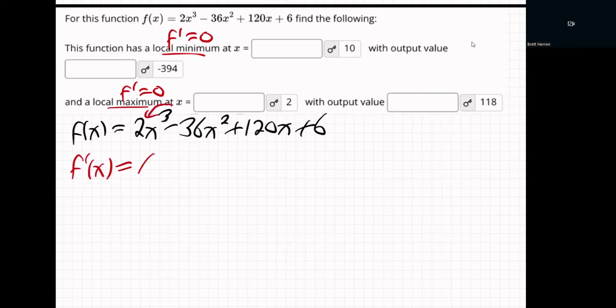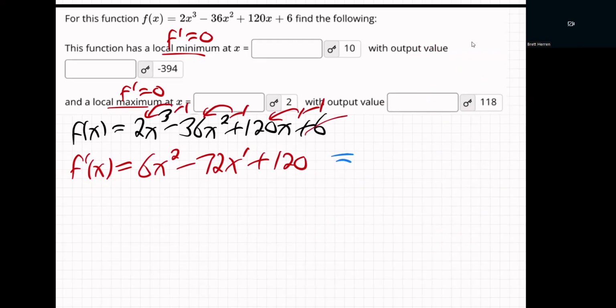Bring this down: 6x squared. Bring this down: minus 72x to the first, subtracting 1 from these powers. Plus 120, and the x is gone, and that's just 0. Then I'm going to set that equal to 0, because I want to find out where the first derivative equals 0, because that's where you're going to get your mins and your maxes.